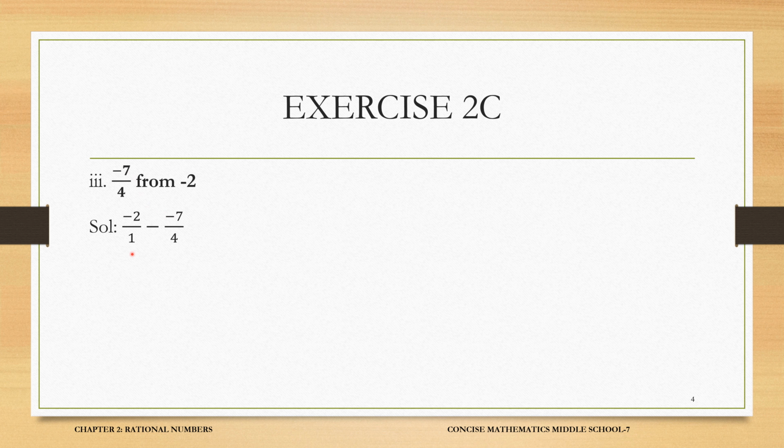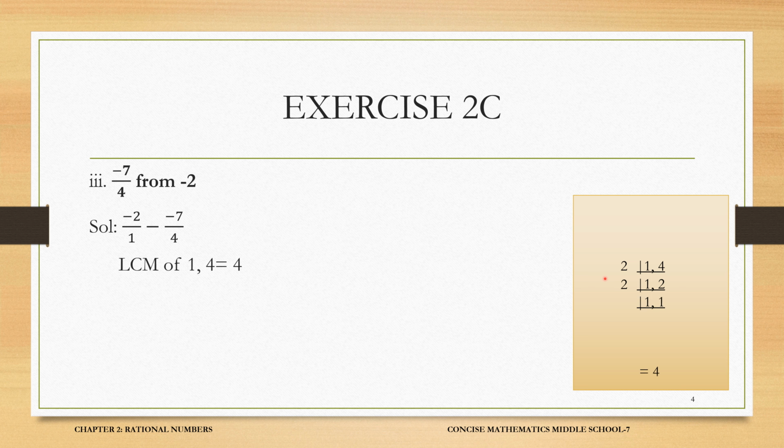Even here the denominators are different, so just take the LCM of 1 and 4, it becomes 4. Because when you take the LCM of 1 and 4 or 1 and 2, it will be 2. So here you can put it directly, even though let's know how to do LCM. Always start dividing with the least number. 2 ones are 2, 2 twos are 4, 2 ones are 2. So 2 twos are 4 is the answer. So now we need to make the denominators 4.